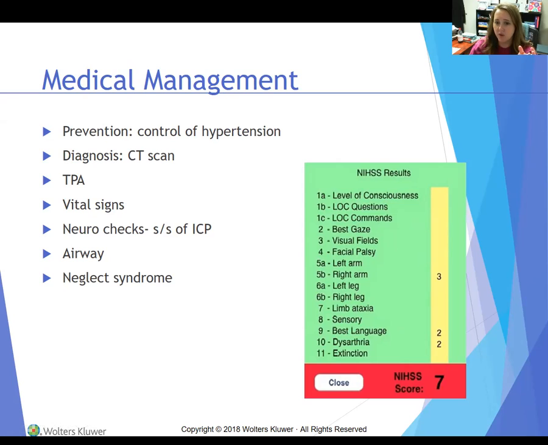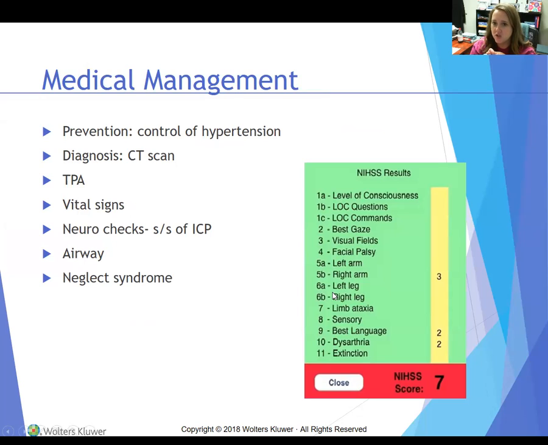A score of 0 is no stroke signs, and a score of 21 to 42 is severe signs of stroke. So, of course, we're going to get a baseline and see where they're at when they came in, but then we're going to complete this, and we want to see that get back down to hopefully 0 if the TPA is successful. But table 67.4 in your book has another picture of this NIH stroke scale that you can look at. It's good for reference.